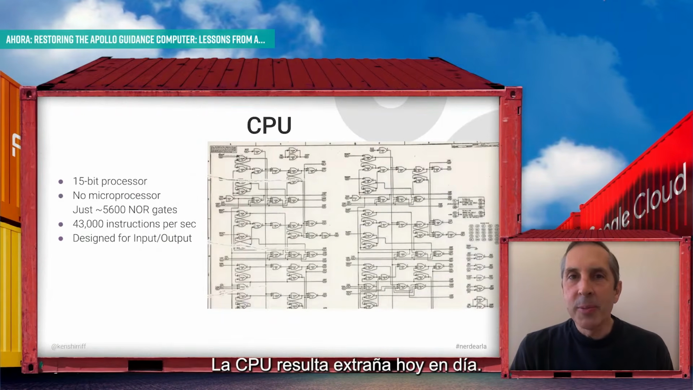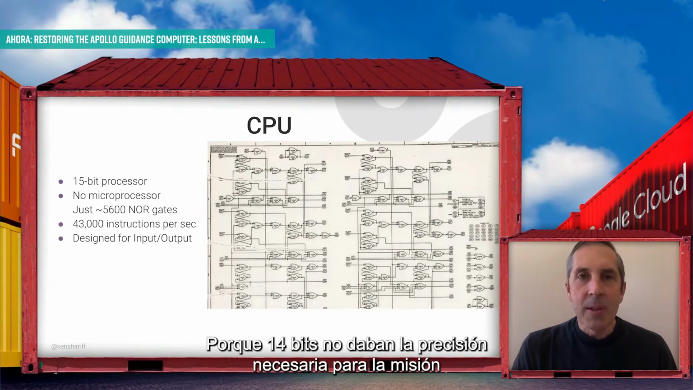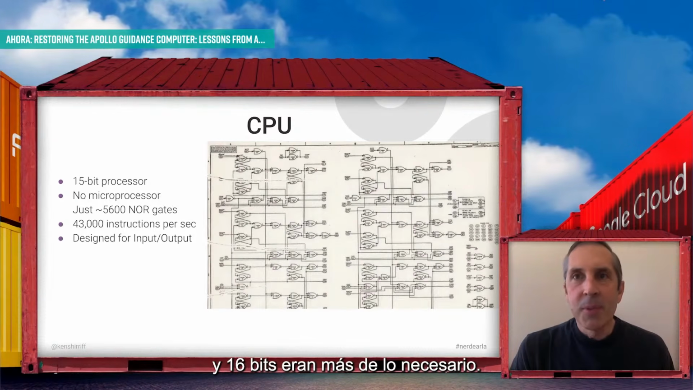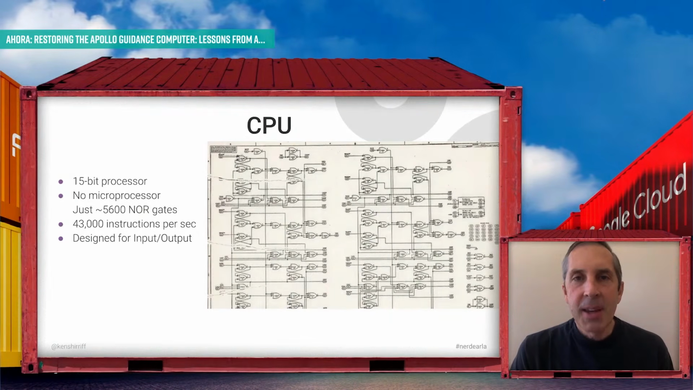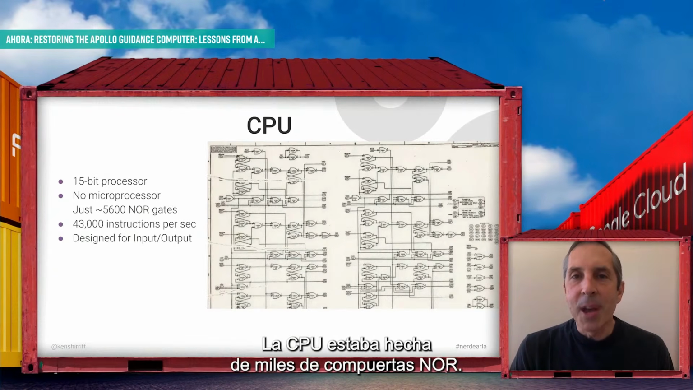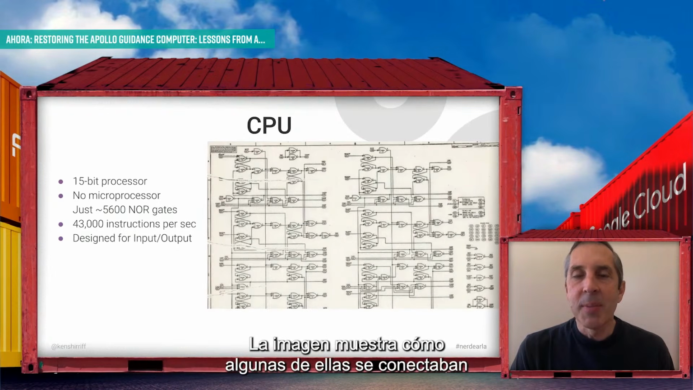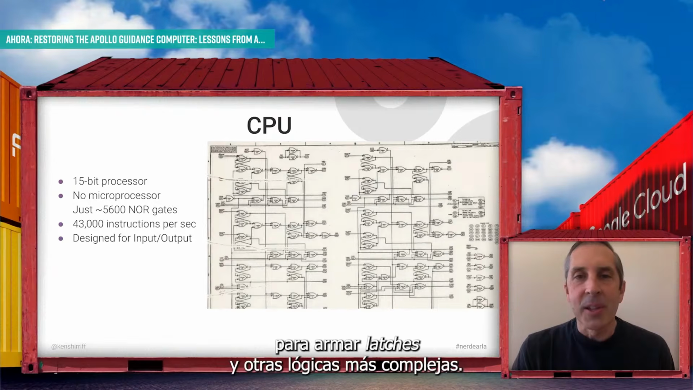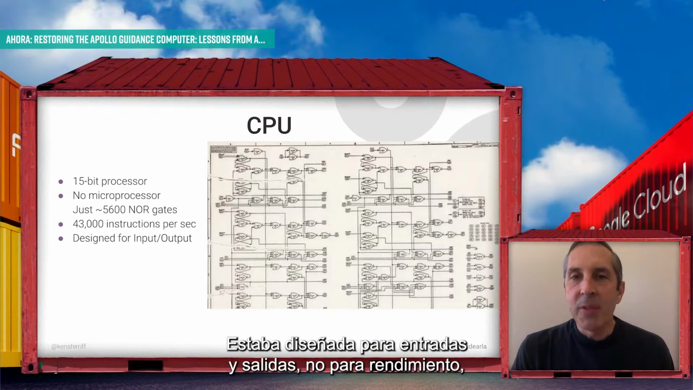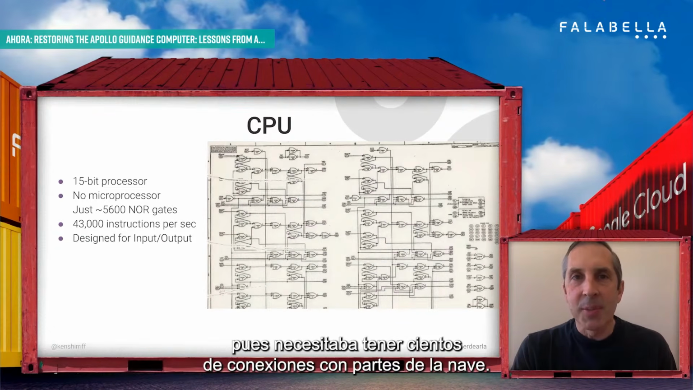Now, the CPU is pretty strange by modern standards. It had a 15-bit processor. Now, why 15 bits? Well, 14 bits wasn't enough accuracy to get to the moon, and 16 was more than they needed, so they went with 15. And now I'd like to emphasize that there's no microprocessor chip involved here. The CPU is built from thousands of individual NOR gates. The schematic shows how some of these NOR gates were connected to build up latches and other more complex logic. Now, the CPU is fairly slow, even for its time, but it was designed for input-output rather than performance because it needed to have hundreds of connections to parts of the spacecraft.